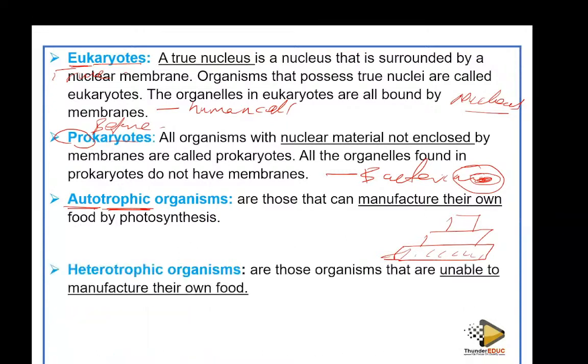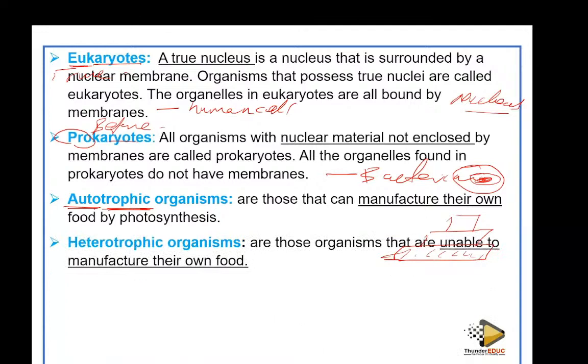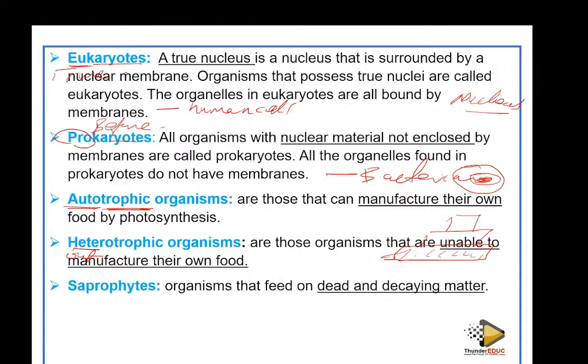What about those which cannot manufacture their own food? We call them heterotrophic organisms. Organisms that are unable to manufacture their own food. We call them heterotrophs. Hetero comes from the word other. It means that they get their food from outside. So that's why we call them heterotrophic organisms. So we have the autotrophic organisms and we have the heterotrophic organisms. We're going to see these ones again in grade 11. Then you have the saprophytes.